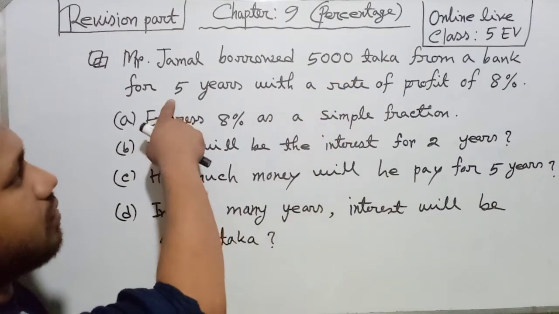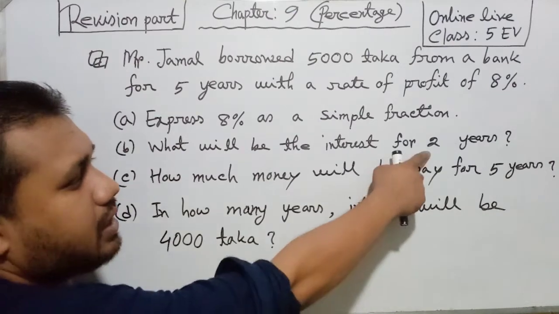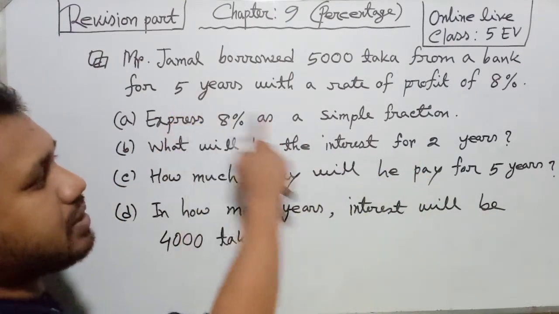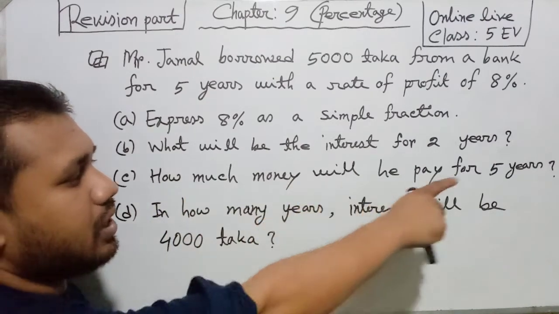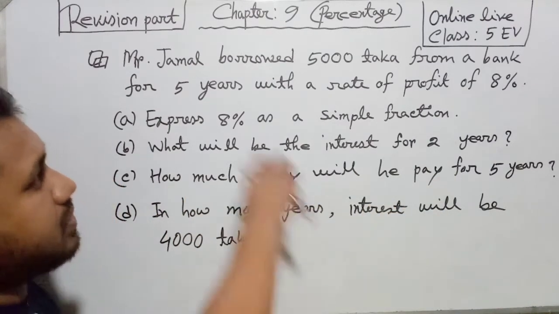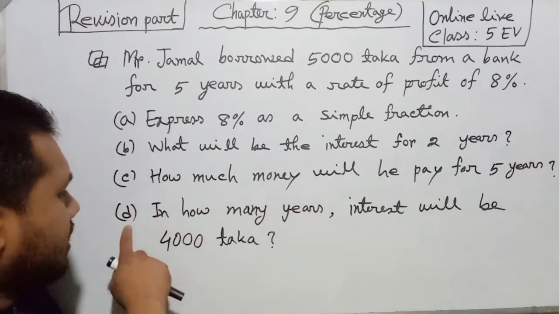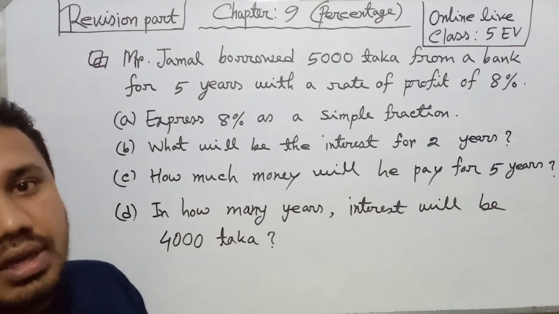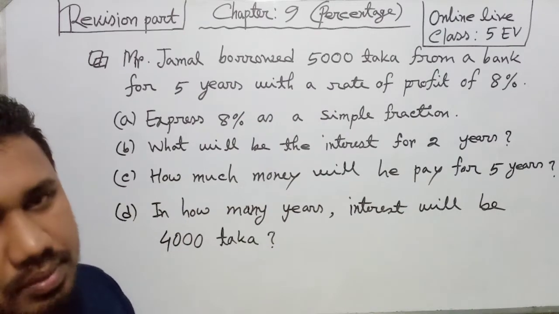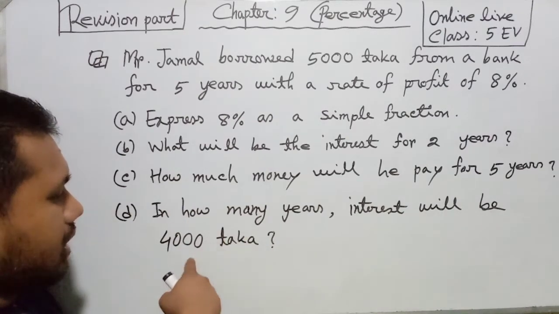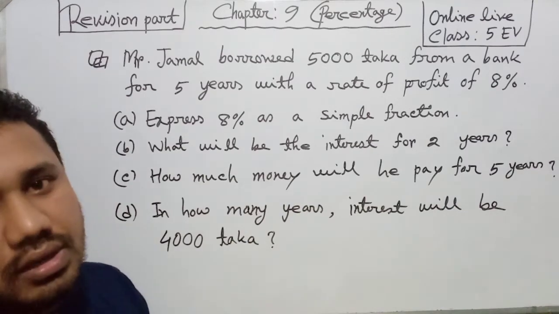Look, this term is 5 years, but we have to find the interest for 2 years. Here time is another one. This is 5 years, but we have to find the 2 years. C number, how much money will he pay for 5 years? That means this term 5 years, we have to find the answer. And the last one, in how many years will the interest be 4,000 taka for Mr. Jamal? We can write, for Mr. Jamal 4,000 taka will be interest, but we have to find the time, how many years.